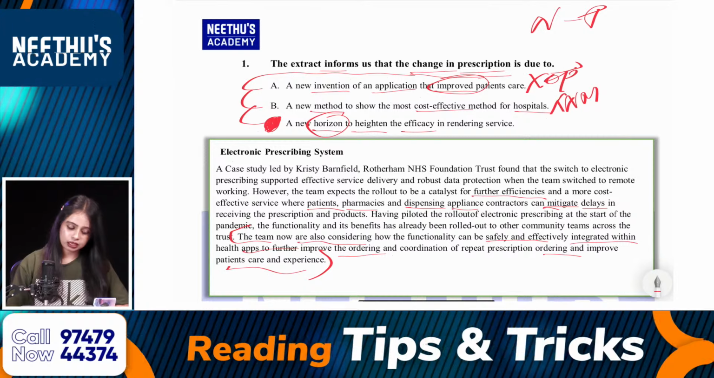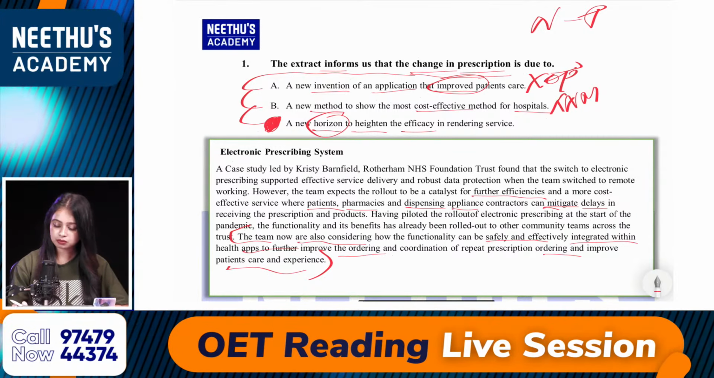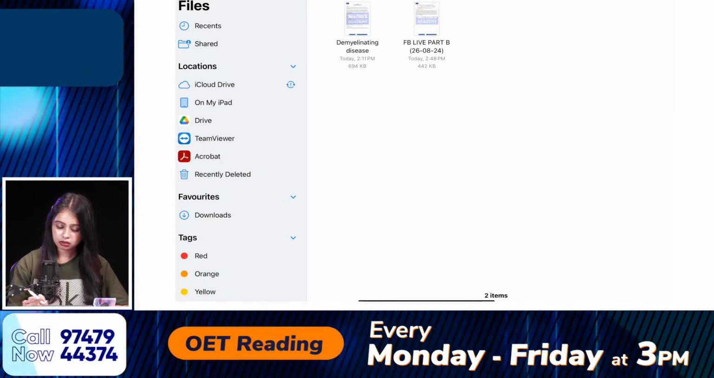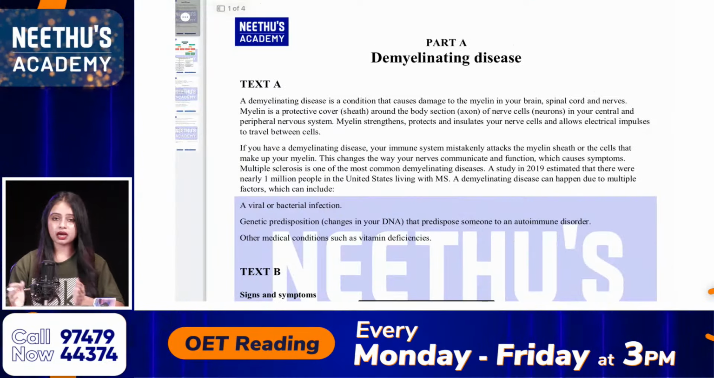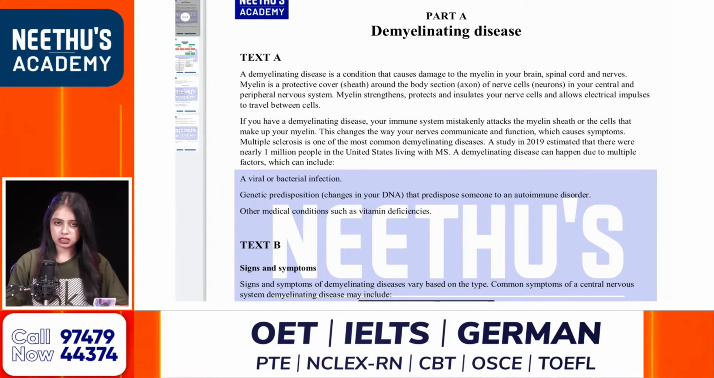Okay, so now we are moving to the most important part, which is part A, demyelinating disease. Okay, how is the material?